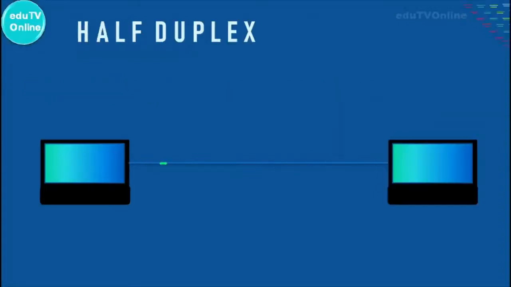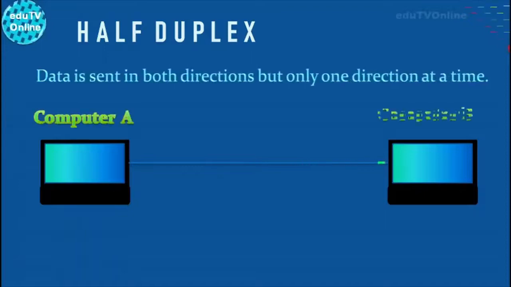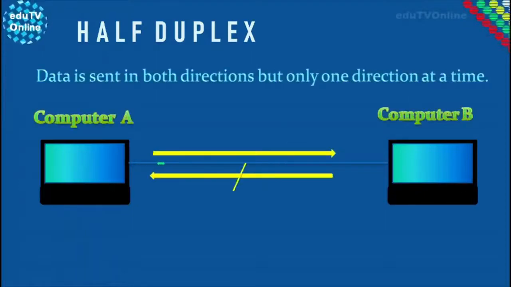In half-duplex transmissions, data is sent in both directions, but only one direction at a time. So if computer A is sending data to computer B, computer B has to wait until computer A is done before it can send data to computer A. So data flows in one direction at a time.